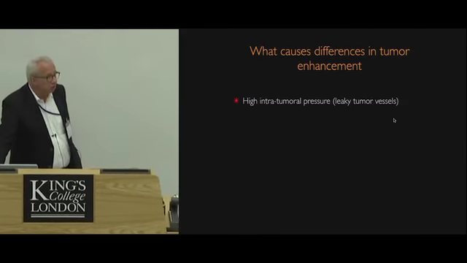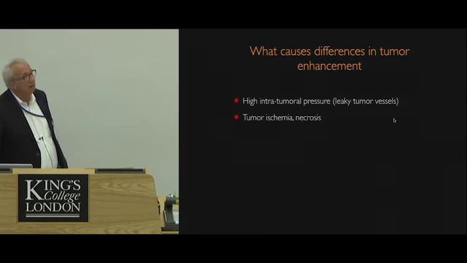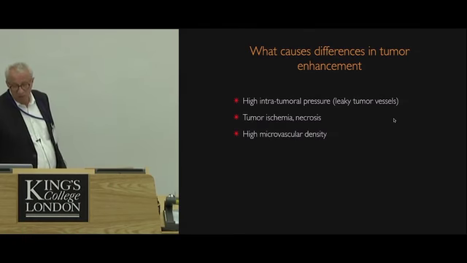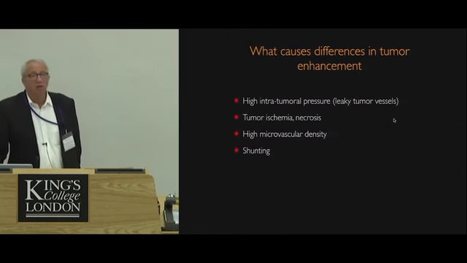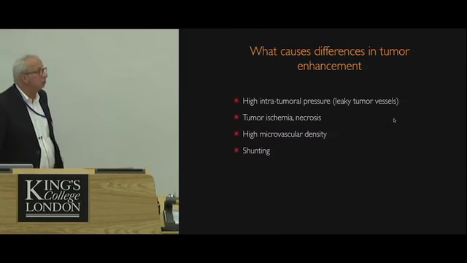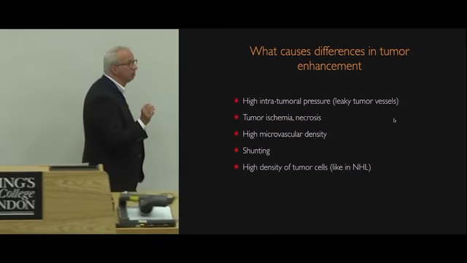Number two, that causes, of course, tumor ischemia and necrosis. And that is also a characteristic thing about malignant tumors: we have a very high microvascular density. They can make up to 10% of the weight of a malignant tumor. Shunting is also very common, either within the tumor or even shunting that will cause changes in the surrounding tissue. And then we have a high density of tumor cells. That's also important when we look at tumors.